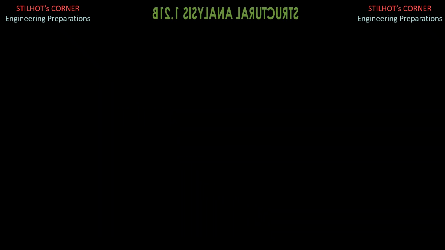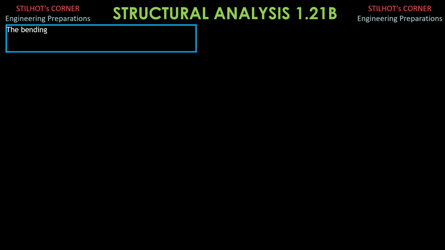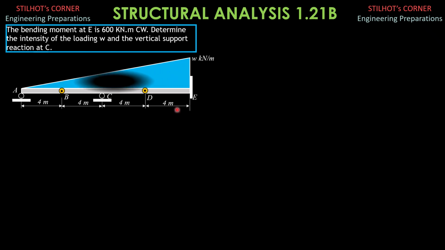So let's have a problem on reactions. The bending moment at E is 600 kilonewtons meter clockwise. Determine the intensity of the loading W and the vertical support reaction at C. So here is the given figure. First, let us show that the beam is statically stable and determinate.